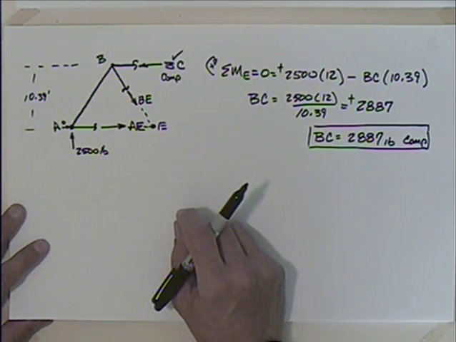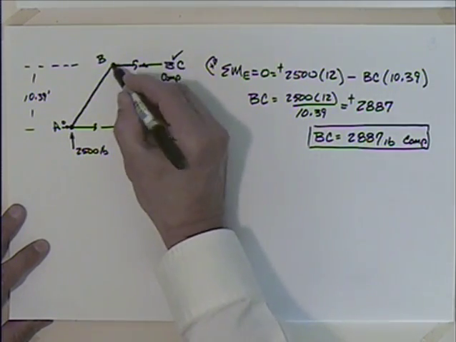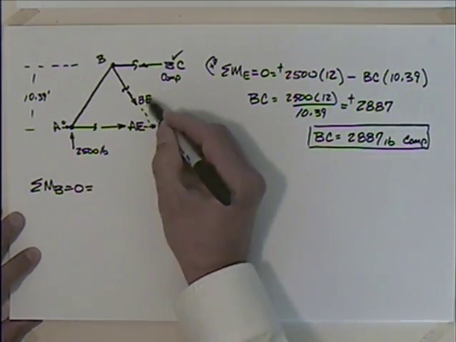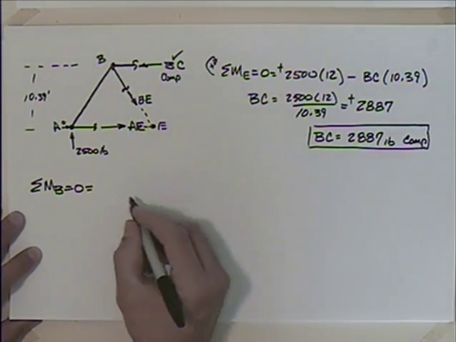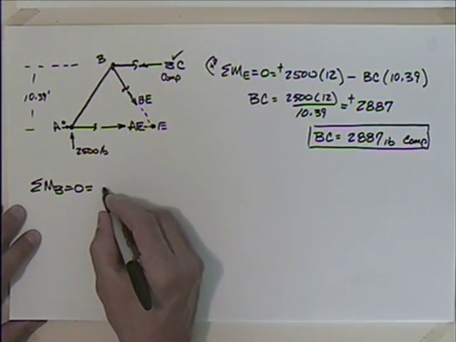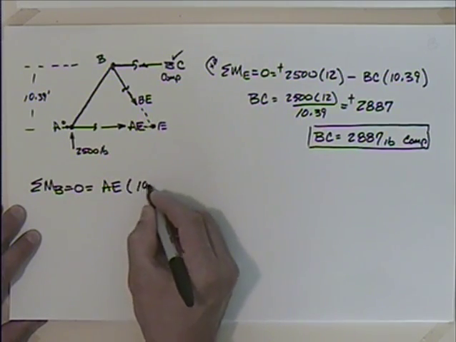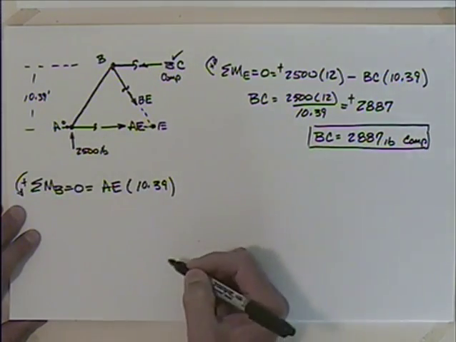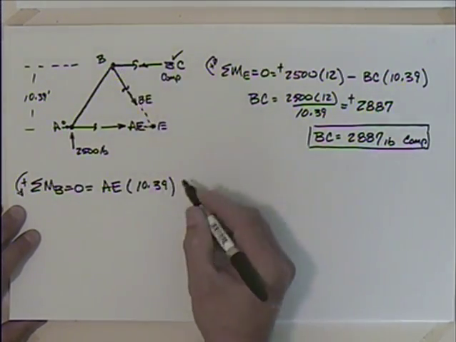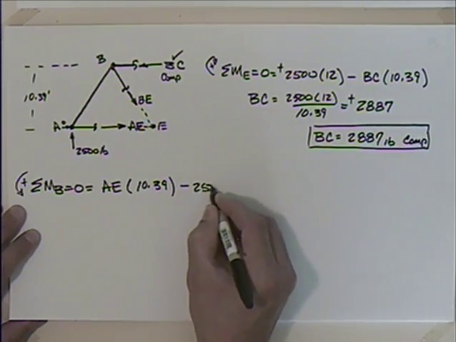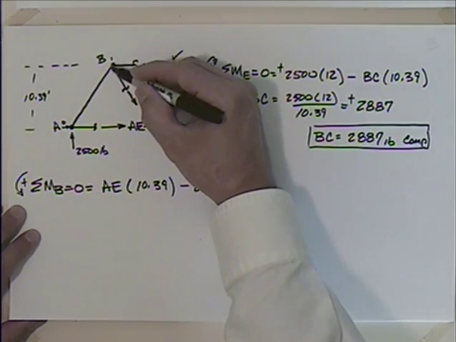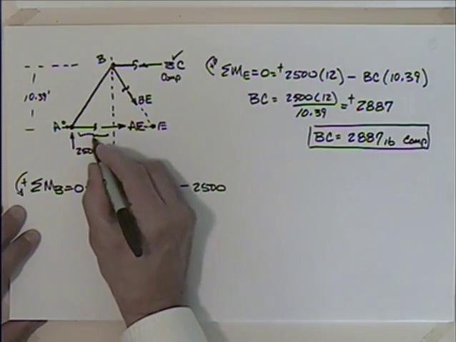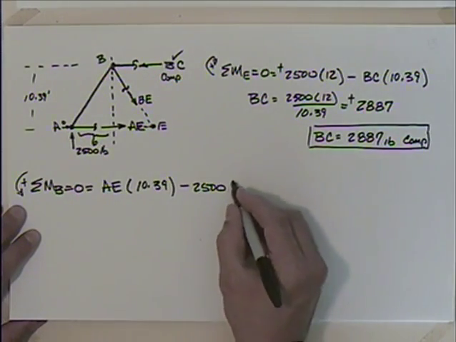Now what could we do? Well, what if I sum the moment about B? So summing the moment about B, setting that equal to 0, BE and BC intersect that, so I should be able to get AE. So I can say that I have AE times a distance of 10.39, and we'll take that as positive. And then I have to subtract off 2,500 times the distance it acts through. Now, if this is an equilateral triangle, this is going to be what? Half of 12. That's going to be 6, isn't it? So I'll have times 6.